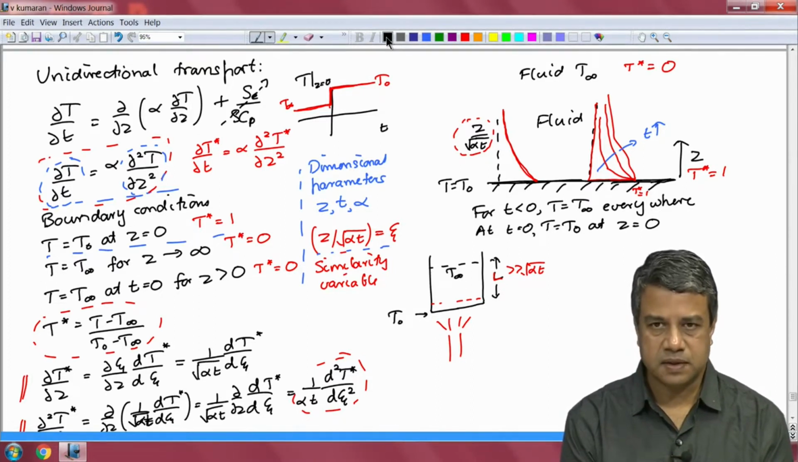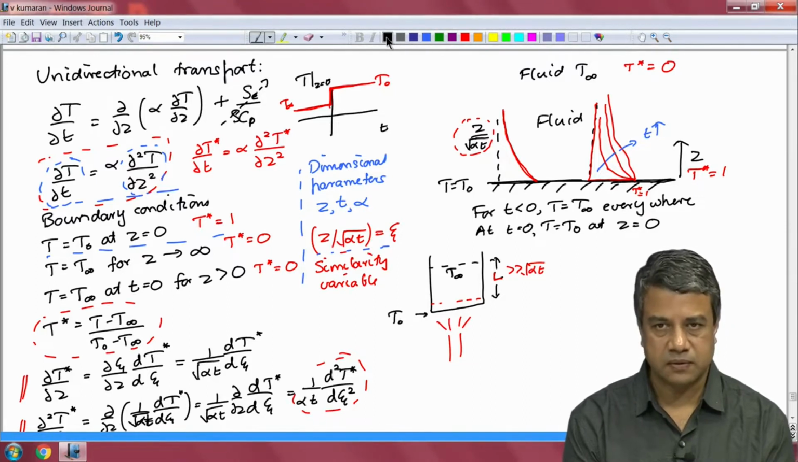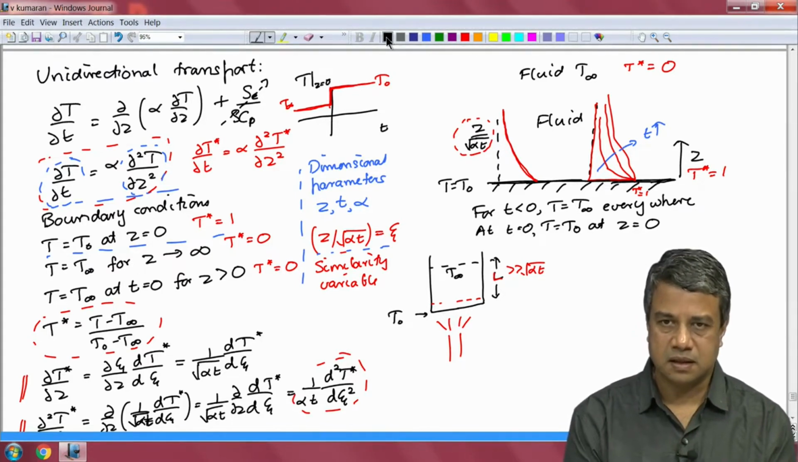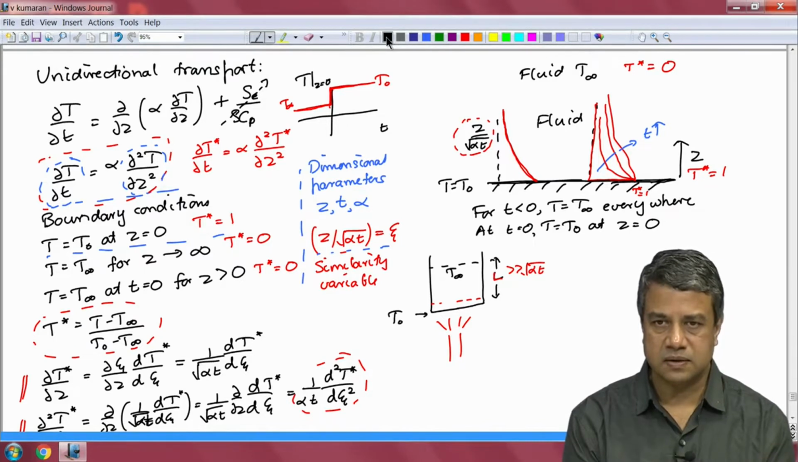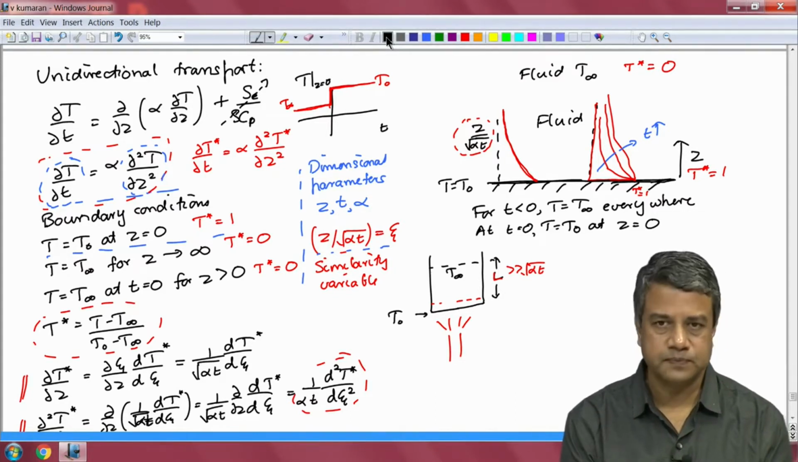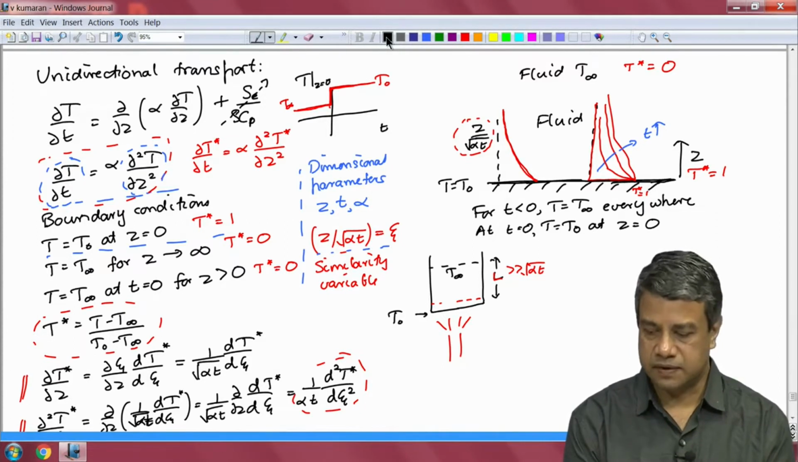We had scaled the temperature T star so that it is equal to 1 at the surface and 0 far away. Once you scale it in terms of T star, then the same solution applies regardless of what is the actual value of T0 and T infinity, because you can always reduce these to T star and then solve the equation for that. So, we had scaled the temperature. There was no scaling for the distance because this is an infinite medium.